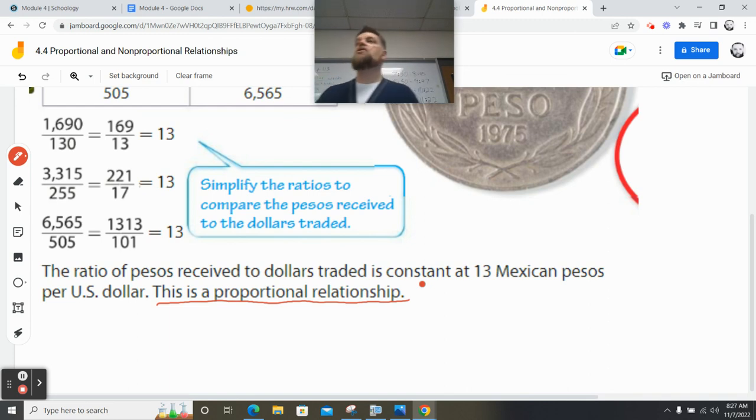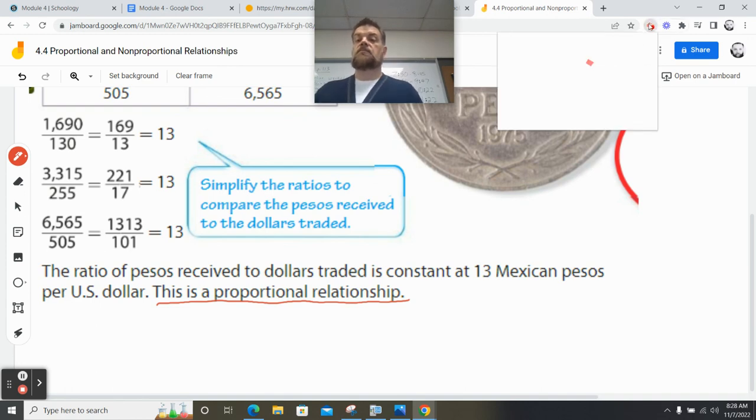On the non-proportional items, when you go to do that, you get wonky numbers. They don't equal. So it's non-proportional. Okay? Does that make sense?